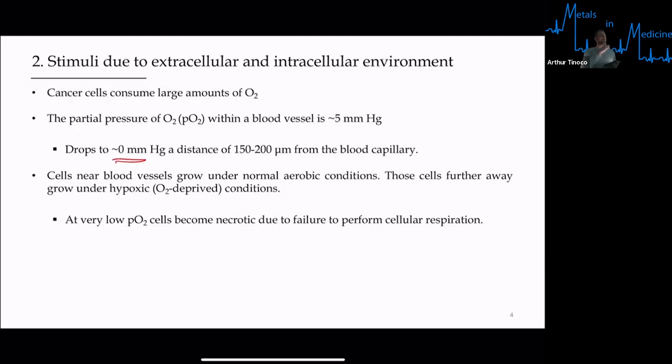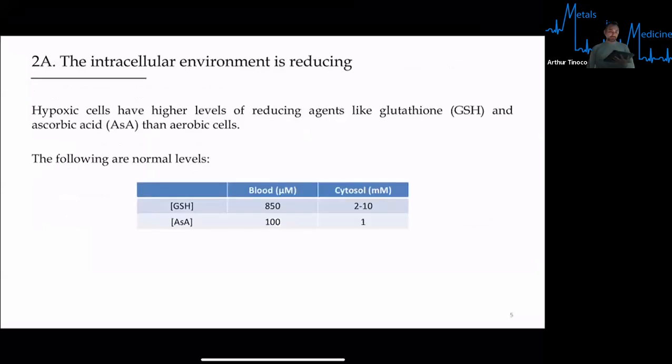At very low partial pressures of oxygen, cells become necrotic. Necrosis is a type of cell death, so they would die. But that's not necessarily a good thing. Why not? Because those cells will then leak their components, and that can lead to a type of metastasis, right? So these are important features to be aware of.